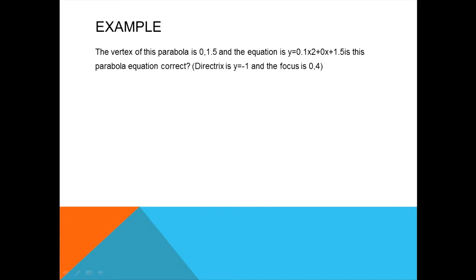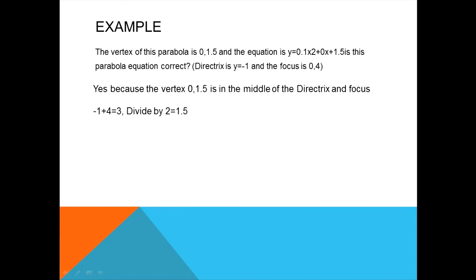For the first example, the vertex of this parabola is (0, 1.5), and the equation is y equals 1.1x squared plus 0x plus 1.5. Is this parabola equation correct? The directrix is y equals -1 and the focus is (0, 4). Moving on to the answer now.